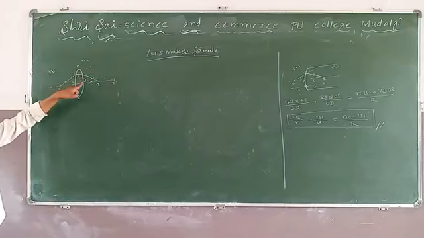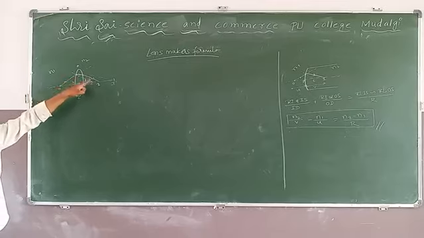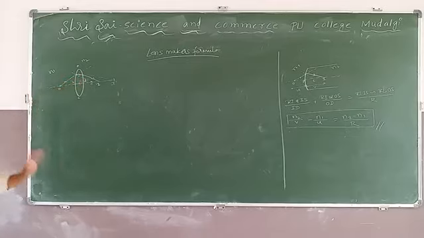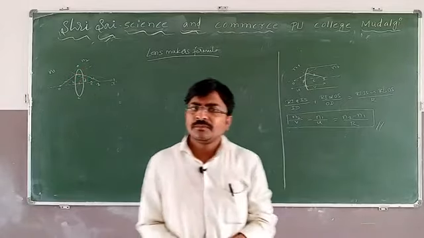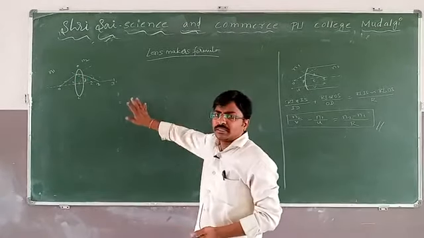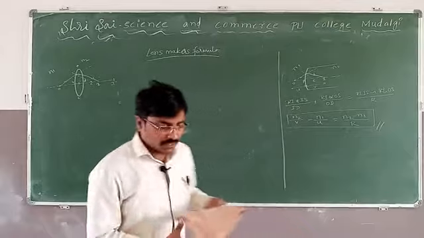Because this ADC surface is present, the image will form at this point. This is the only idea. If you know this one, this is enough. Now I think it is clear how the image will form.